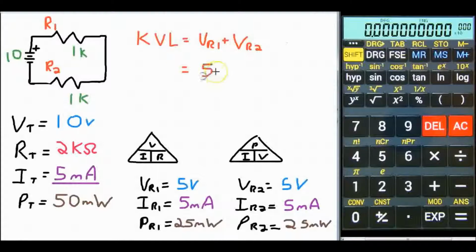So I have 5 volts plus 5 volts, and that gives us 10 volts. So yes, according to Kirchhoff's voltage law, because the sum of our two resistors equals 10 volts, and that is what our source is, we've done our circuit correctly.